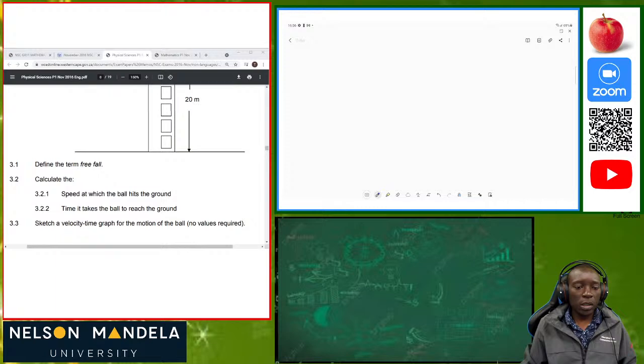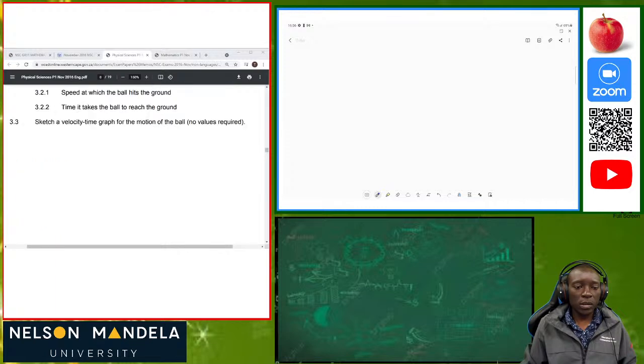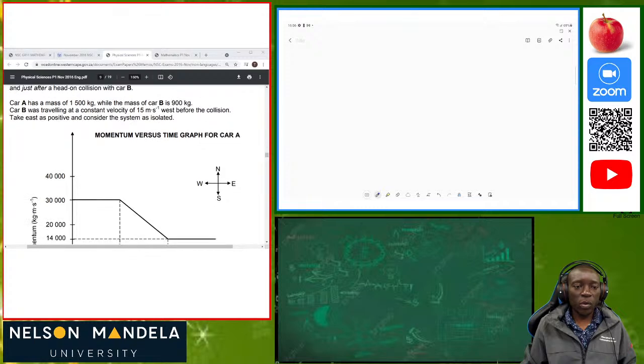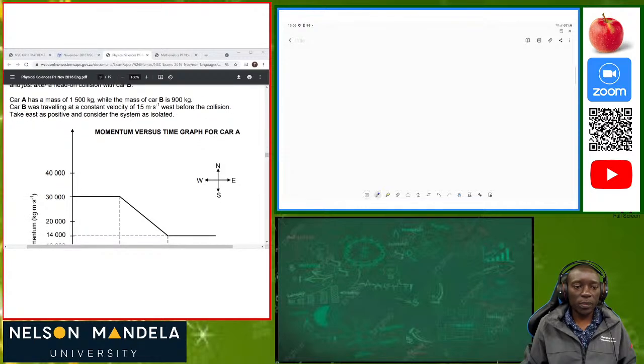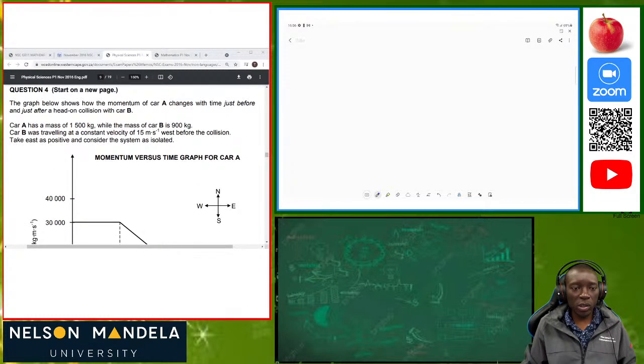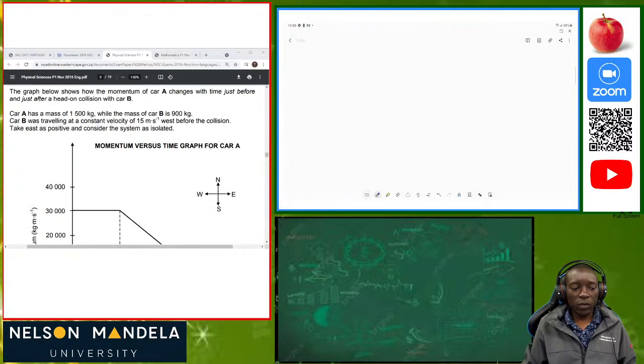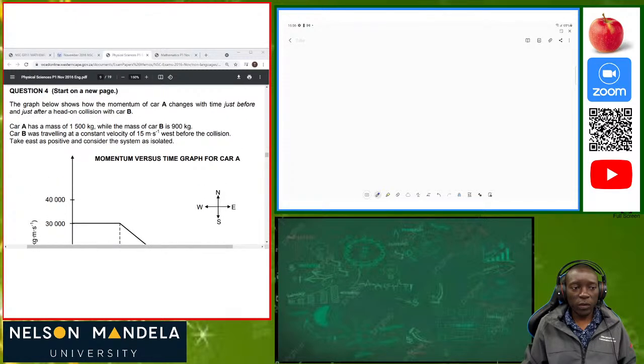Let's see what follows after that. That's question 4 on momentum. We'd also want to look at a question paper with motion in 2 dimensions, so we'll look for one. If you know of one, you can also update us on it and tell us where we can find that question and we can tackle it together.